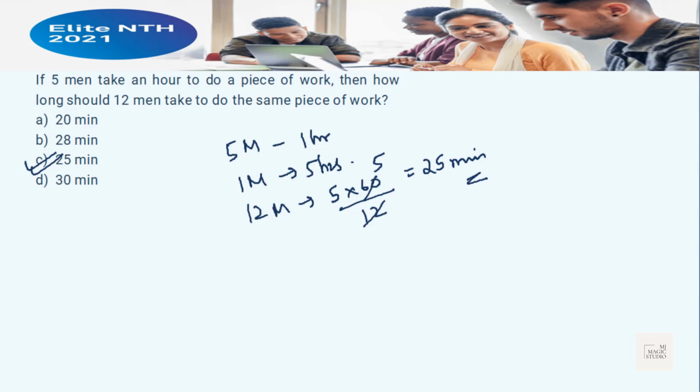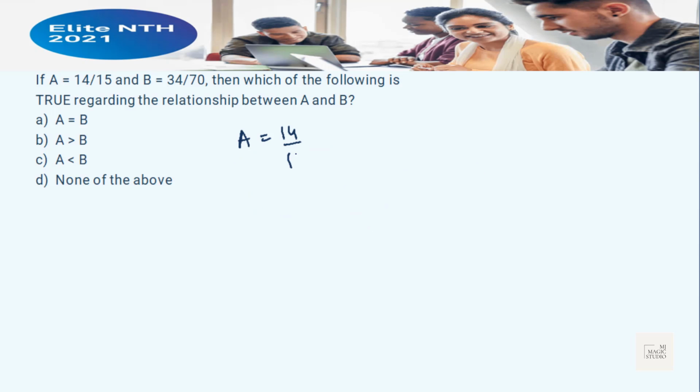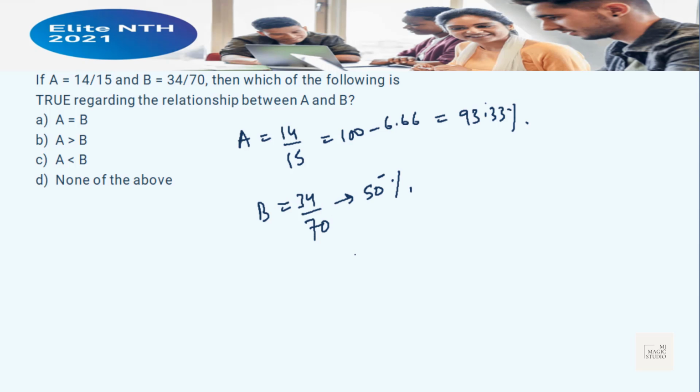Option C. A is equal to 14 by 15 and B is 34 by 70. Which of the following is true regarding the relationship between A and B? As we can see, A is 14 by 15, that is like 100 minus 6.667, 93.33%. And 34 by 70 is just less than 50%. Obviously, A is greater than B. A is greater than B is in option B.